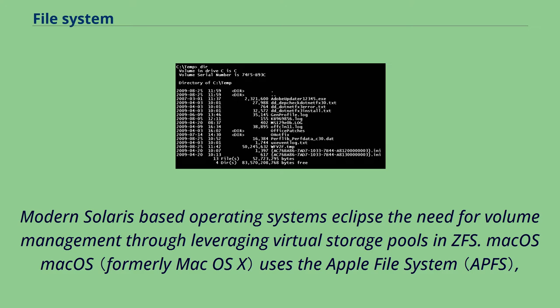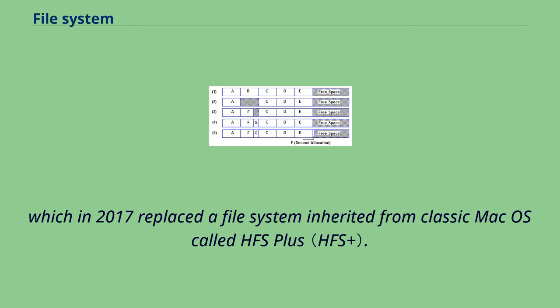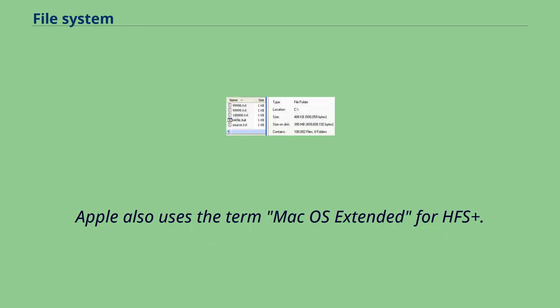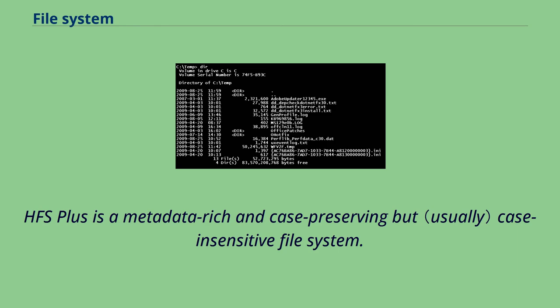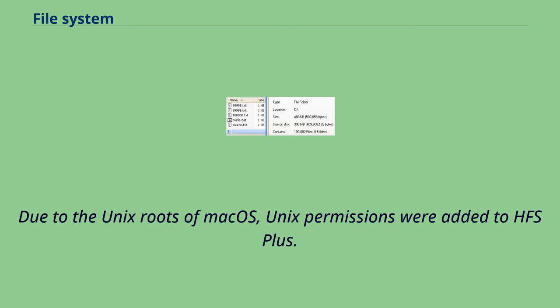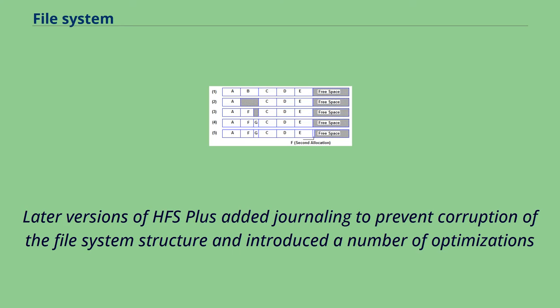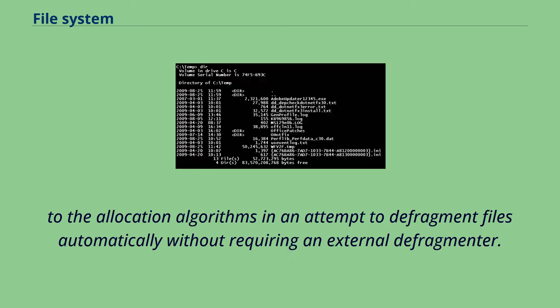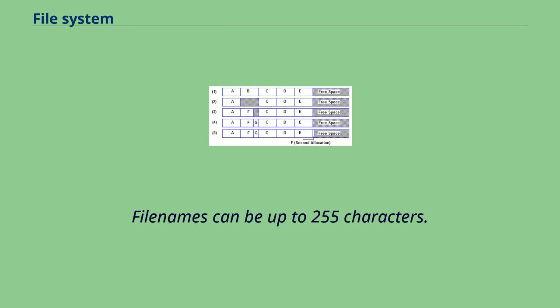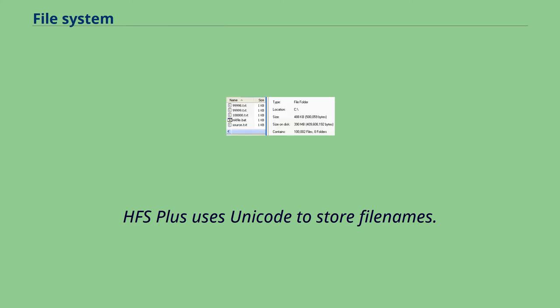macOS uses the Apple file system, which in 2017 replaced a file system inherited from classic macOS called HFS Plus. Apple also uses the term macOS Extended for HFS Plus. HFS Plus is a metadata-rich and case-preserving but case-insensitive file system. Due to the Unix roots of macOS, Unix permissions were added to HFS Plus. Later versions of HFS Plus added journaling to prevent corruption of the file system structure and introduced a number of optimizations to the allocation algorithms in an attempt to defragment files automatically without requiring an external defragmenter. File names can be up to 255 characters. HFS Plus uses Unicode to store file names.